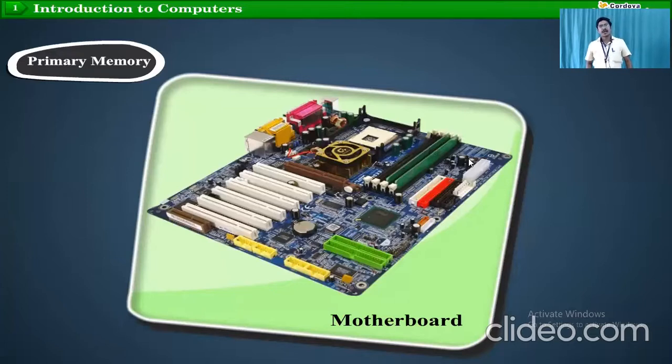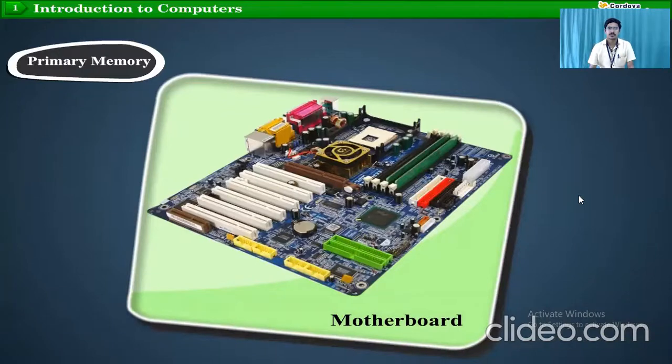Some slots are there. In those slots we can insert different sizes of memory, that is 1 GB RAM, 2 GB RAM, 4 GB, and 4 slots are there. In those 4 slots we insert the RAMs as per your requirement. If you require 16 GB, then you have to purchase four 4 GB RAMs, and we can insert them on the motherboard in the RAM slots. Now you get 16 GB of primary memory.